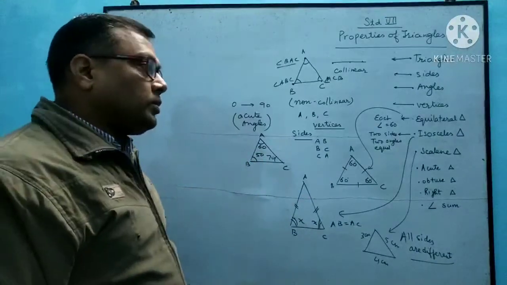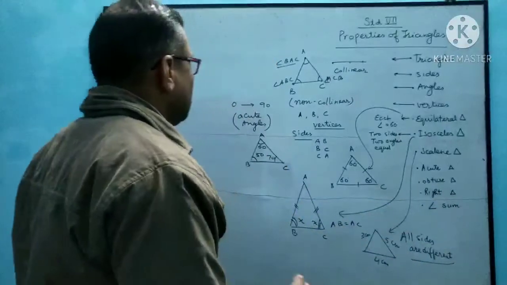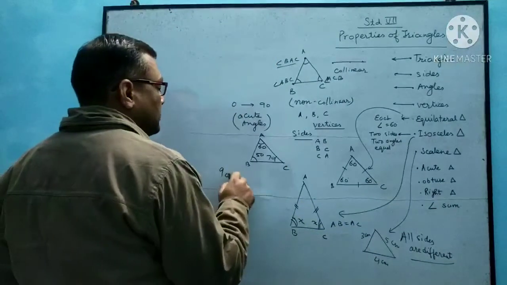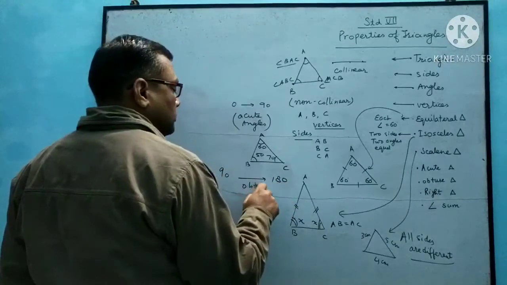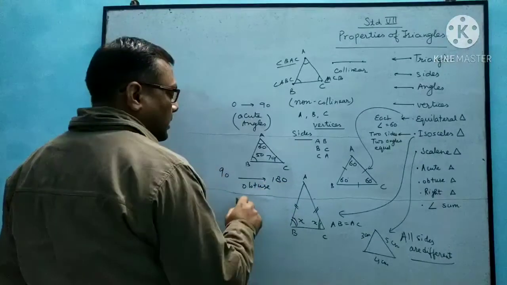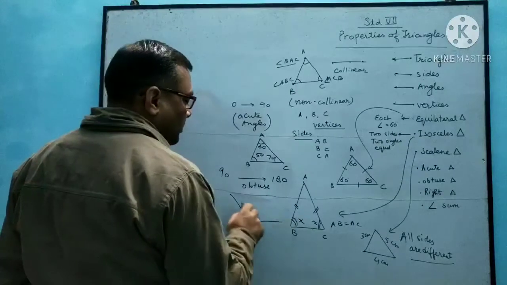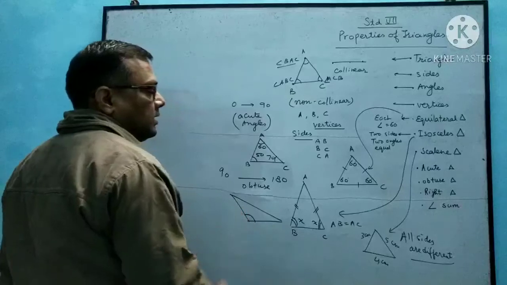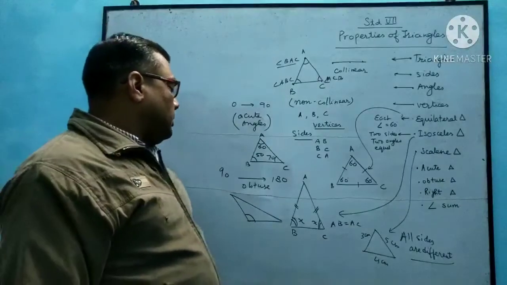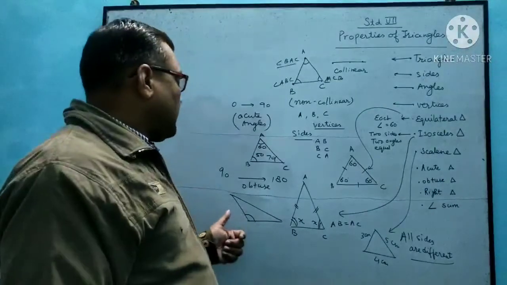Again we come to the obtuse angle triangle. Obtuse means angles falling between 90 and 180 degrees. A triangle can have only one obtuse angle. A triangle cannot have more than one obtuse angle.